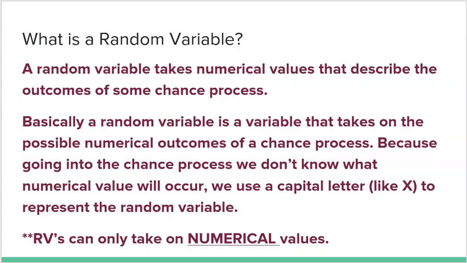So a random variable is a variable like X. We usually use capital letters to represent random variables. So it's a variable that represents an outcome to a random chance process. Now, the key thing here is that random variables can only take on numerical values. So if the outcome of the chance process is a word like red or green, then that's not going to be an official random variable because random variables focus on numerical outcomes only.